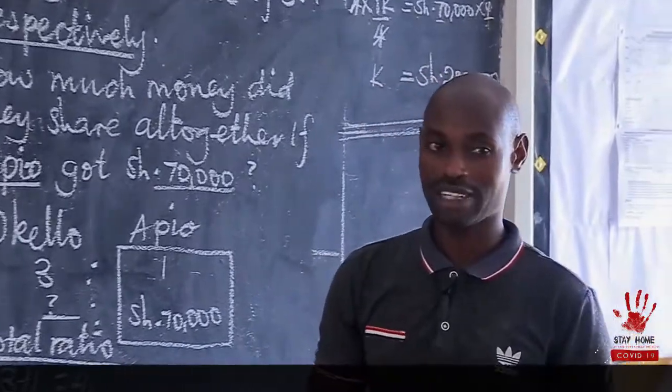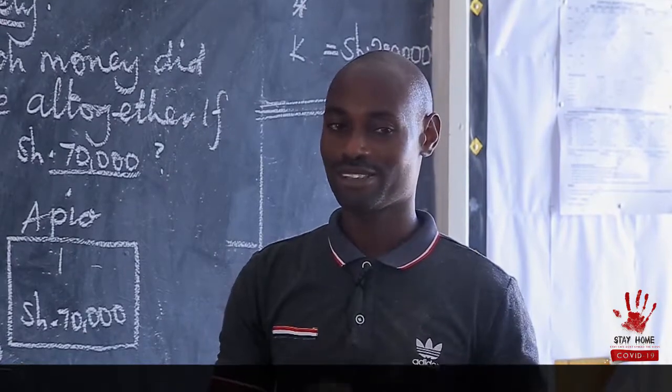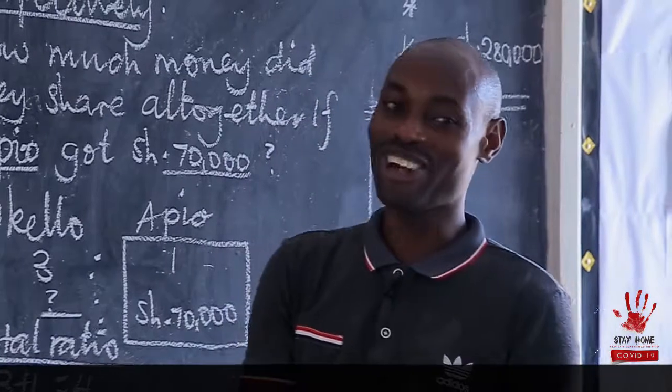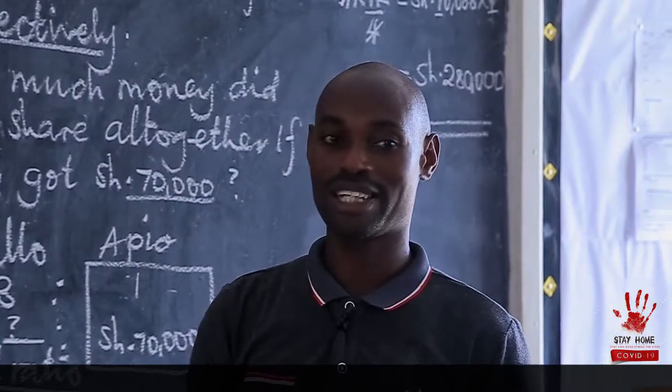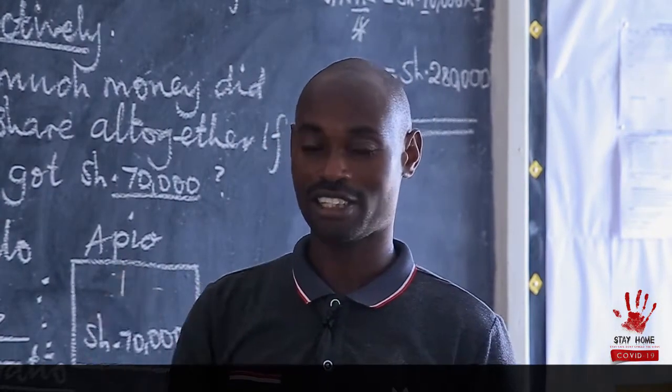I'm going to give you an activity. I don't give you too much work because you know you have to spare some time to wash hands, to sanitize. So I'm going to give you only 10 numbers, which you are going to try from home. And the next time when I come, we shall first go through some of those numbers before I teach you a new lesson.